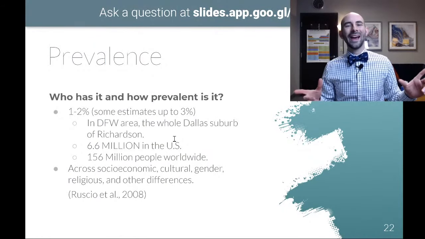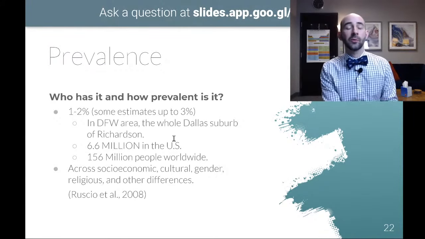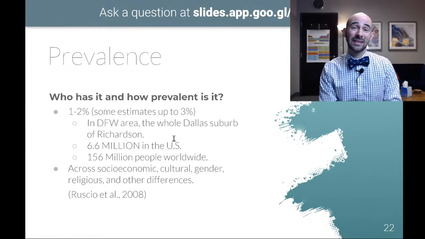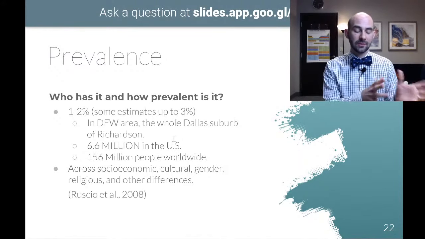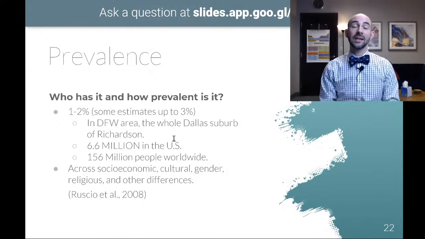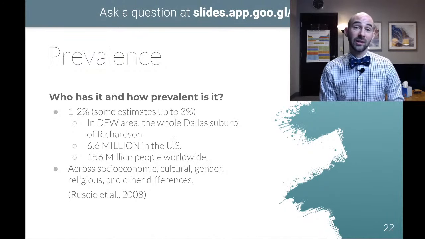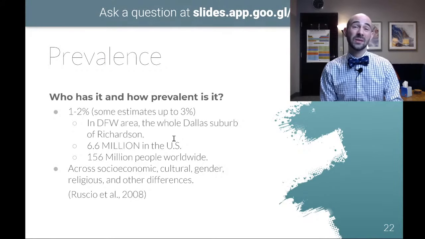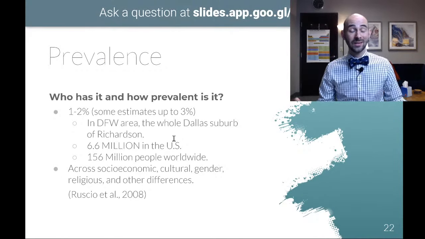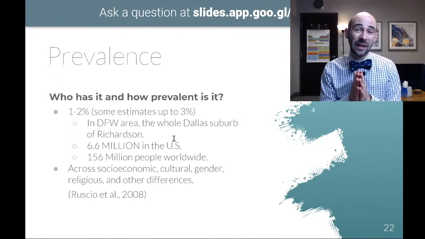Okay, so who has it and how prevalent is it? So there's a number of estimates ranging from 1% to 3%. It appears that the best, deepest dive in the research, best estimates are 1% to 2%. So for those of you clients or followers in the Dallas-Fort Worth area of Texas, that's going to be about the entire size of a suburb like Richardson. That's actually where I live. Richardson, Texas, about 130, 140,000 people in the DFW area. So in the US, roughly 6.6 million if we're calculating 2%. And then worldwide, 156 million people.